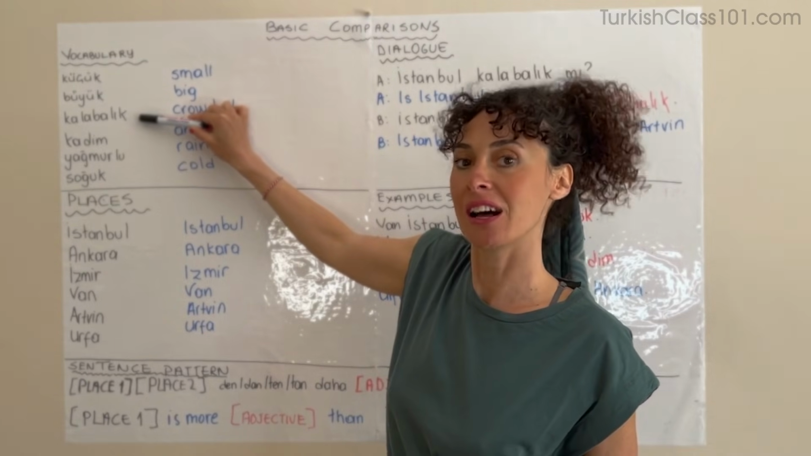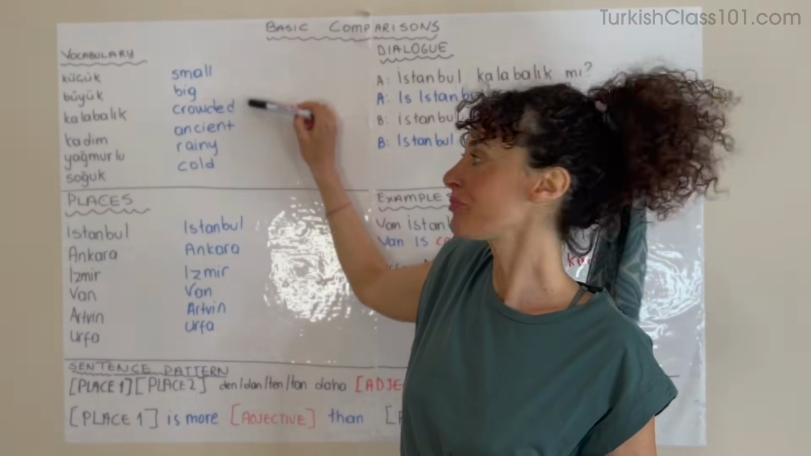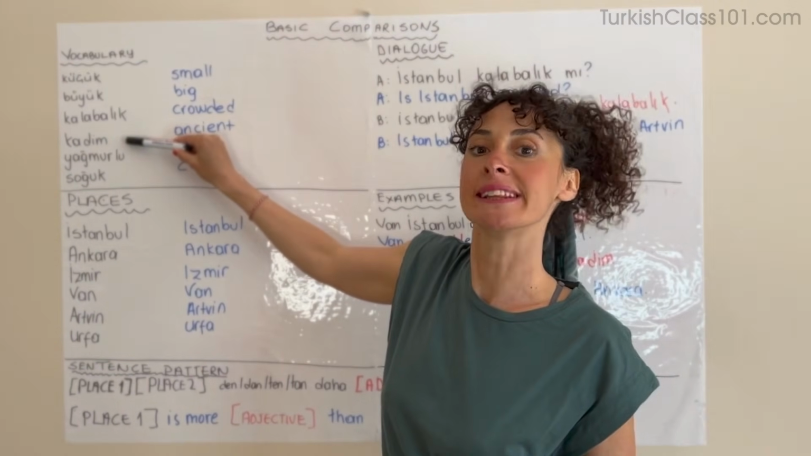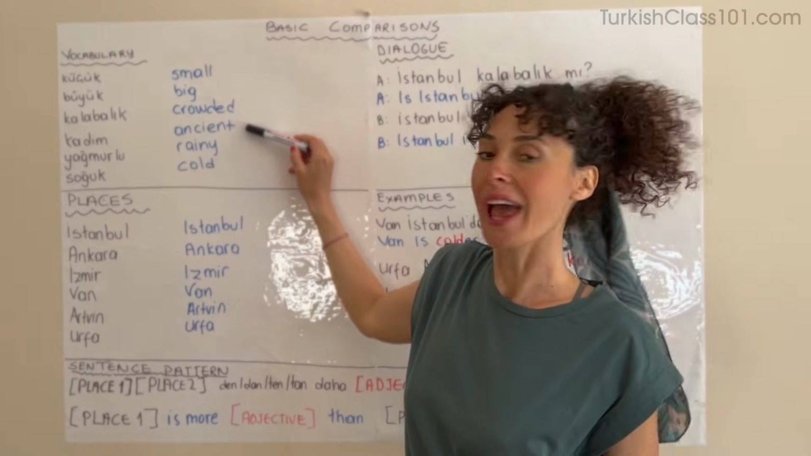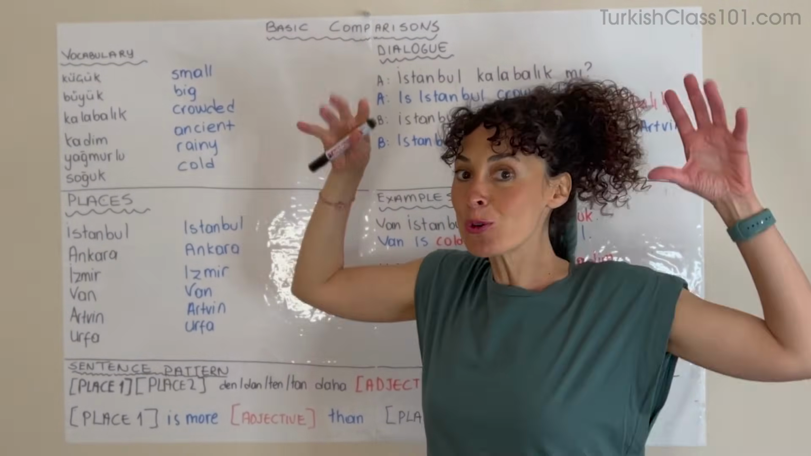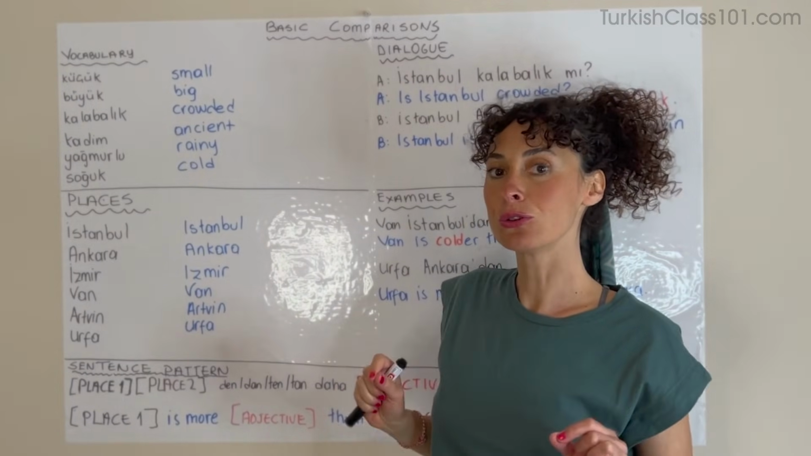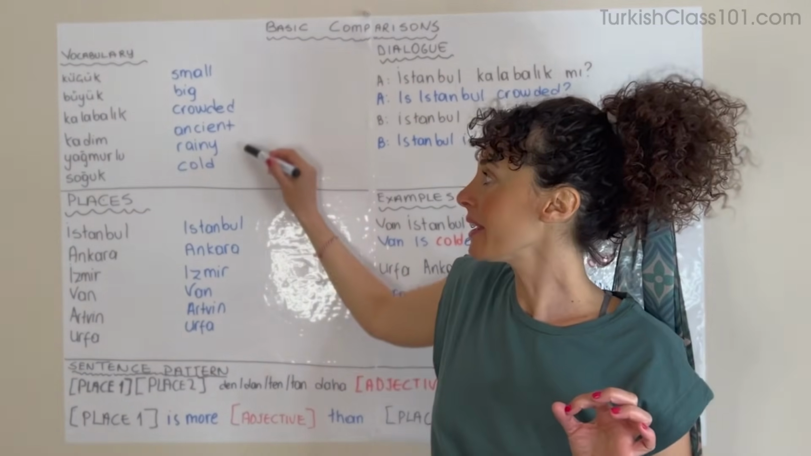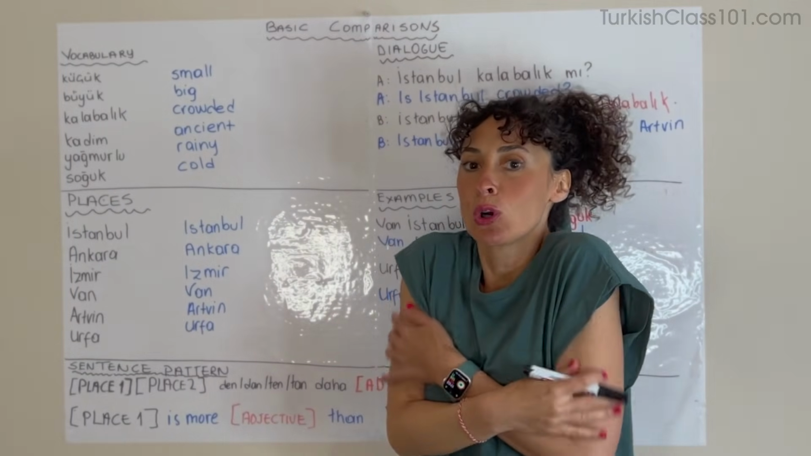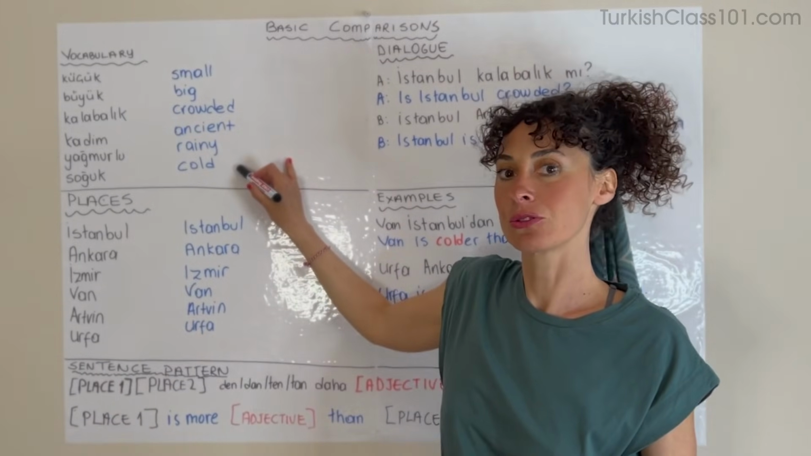Kalabalık, crowded. Kadim, ancient. Yağmurlu, rainy. Soğuk, cold.